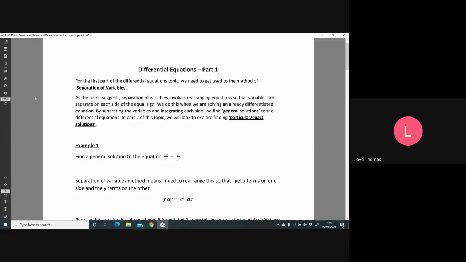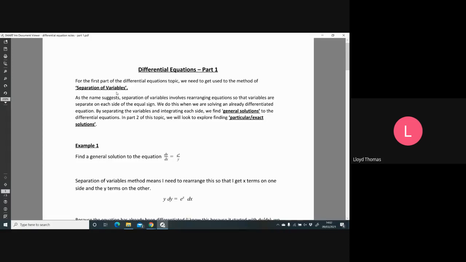So anyway, right, differential equations. Split into two parts. It's one of the more difficult topics, but I don't necessarily see it as so difficult. I don't see why it should be so late in the year. But here are the notes that Mr. Stratford has put up. It says for the first part of the differential equations topic, we need to get used to this thing called separation of variables.